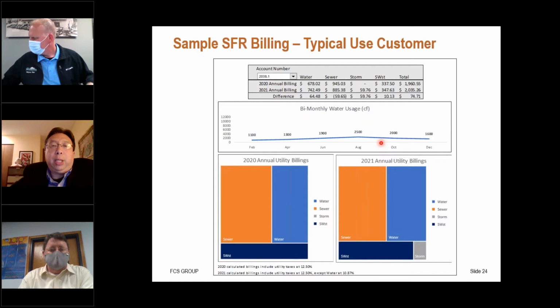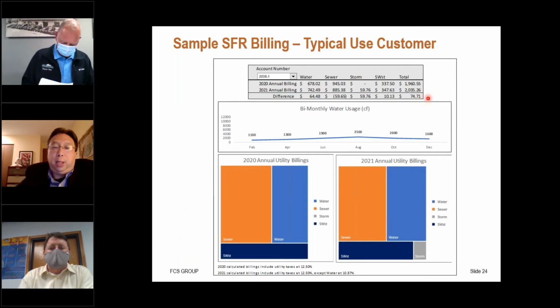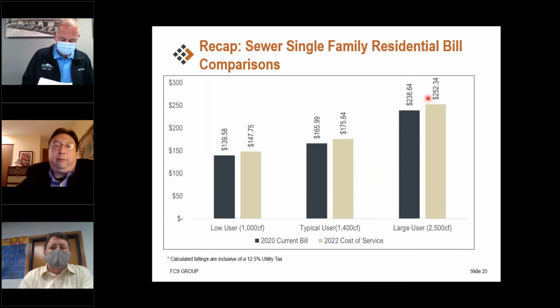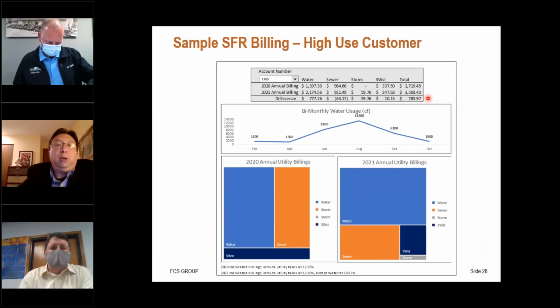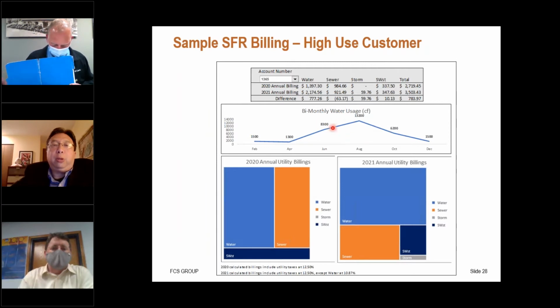Here's a more typical water customer that may have a little bit of outdoor usage. And you can see how their billing would increase. And then here's a high use customer. As you can see, this customer really peaks during the summer. They use quite a bit of outdoor water, presumably to maintain their lawn and their garden. And you can see under the revised structure, their billing would increase by quite a bit, by almost $800 over the course of a year.